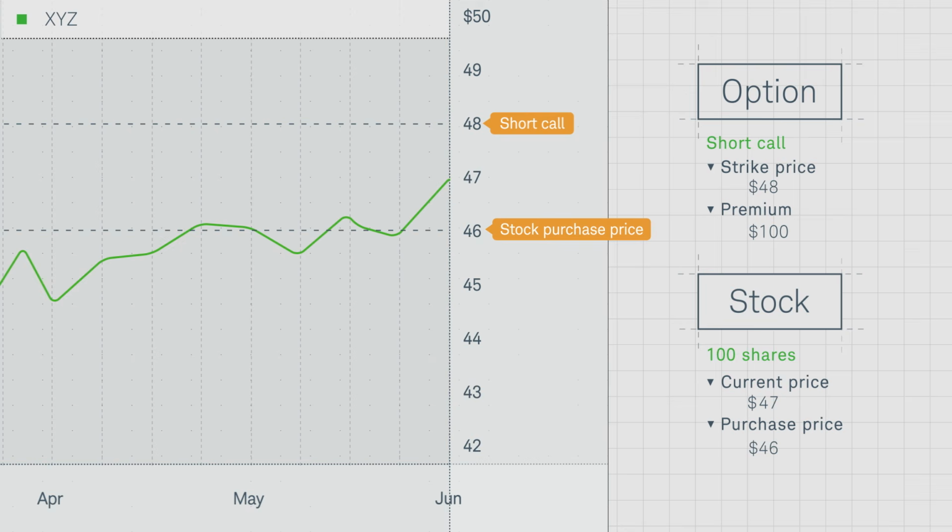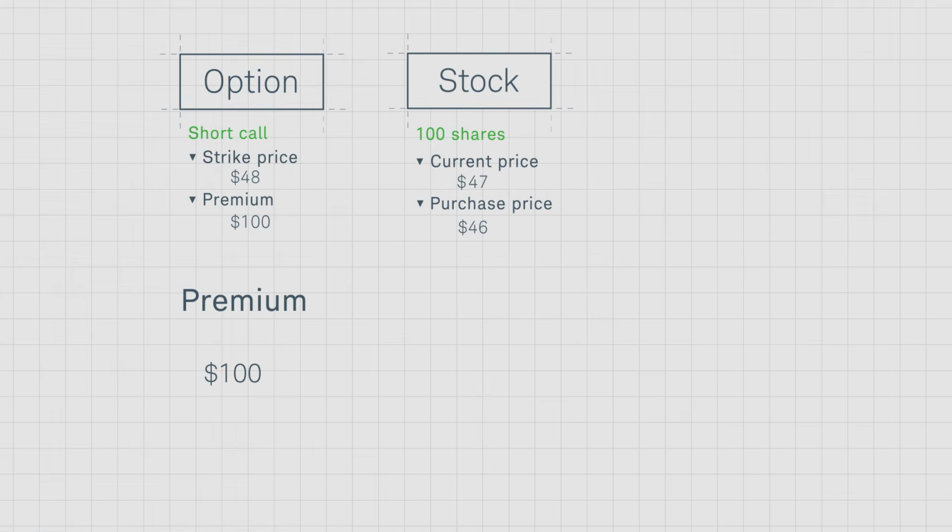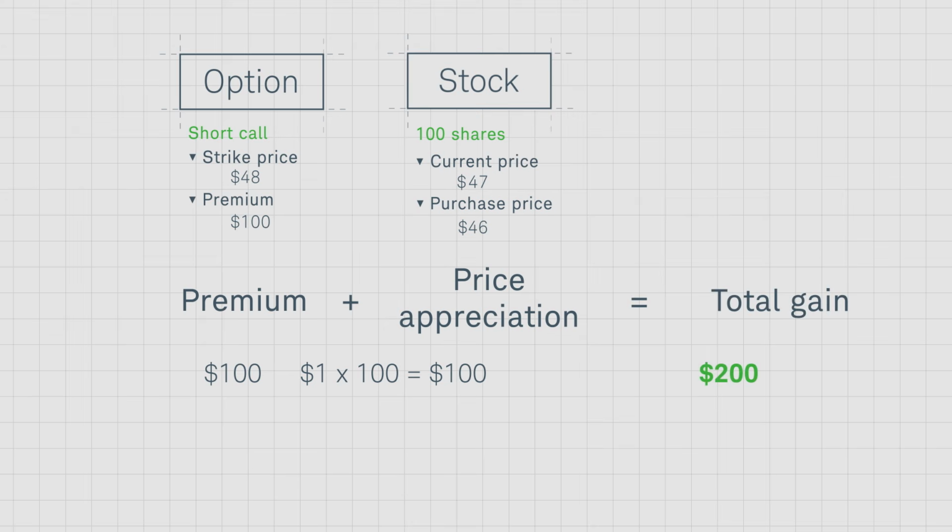In this case, the option is out of the money and would expire worthless. Why would another trader buy the stock at 48 when they could buy them at 47 on the open market? In this case, she'd keep the full $100 of premium plus $100 worth of price appreciation on the stock she still owns, for a total profit of $200 minus any fees.